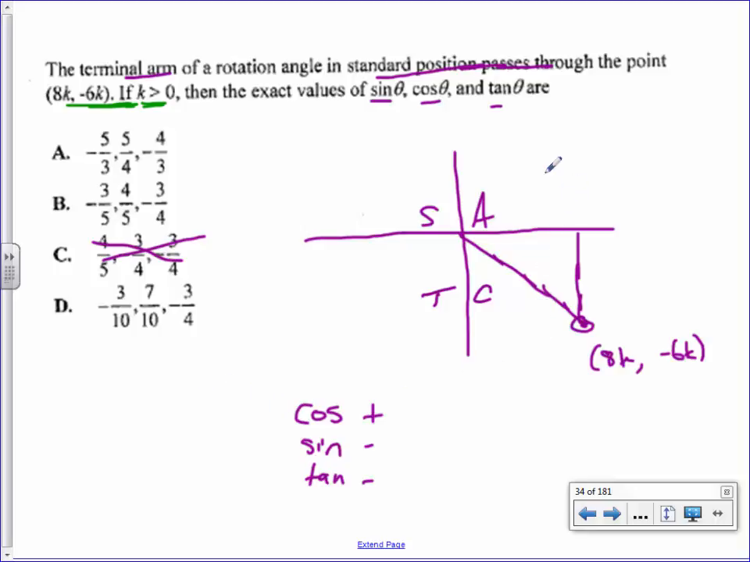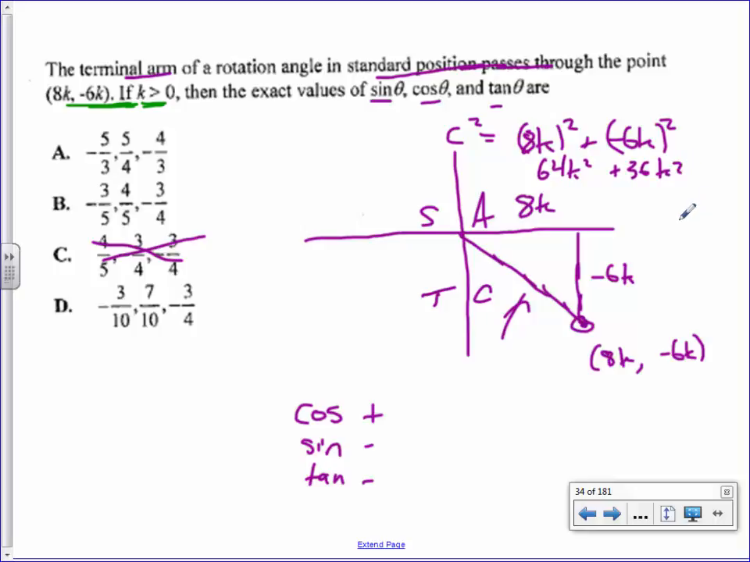I want to plot some more here. This is 8k, and this is minus 6k. We should be able to solve for this side right here. I have to use Pythagoras' theorem though. So the way it would work is that 8k squared plus minus 6k squared is going to equal c squared. 8k squared is actually 64k squared. That'll be 36k squared. When I put them together, I'm going to get 100k squared. And when you square root it, you have to square root both. So the 100 square roots to become a 10, and the k squared square roots to become k.